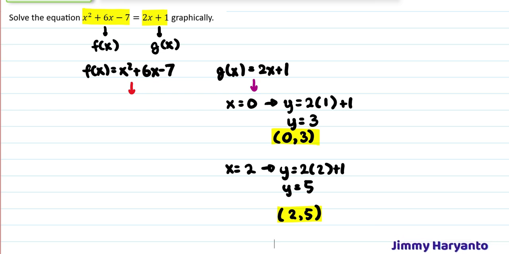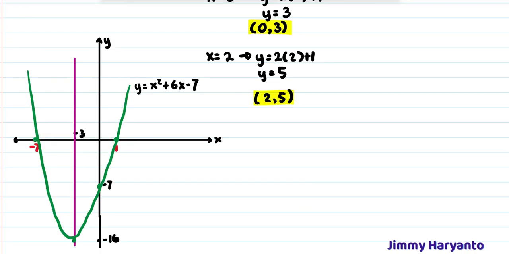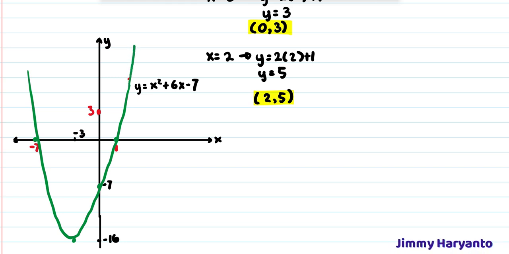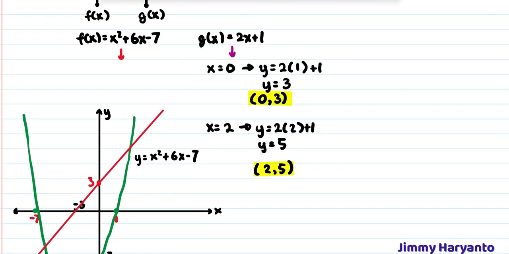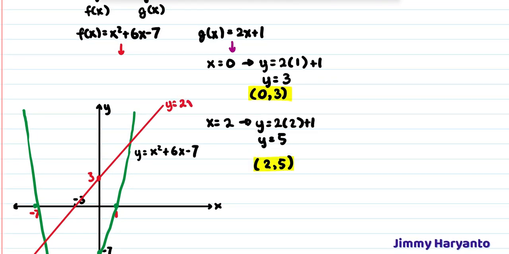Let me copy the graph from the previous example questions first. Okay, so we already have the graph of y equals x squared plus 6x minus 7 before. I will erase the axis of symmetry because we will not need that one. So 0, 1 will be right here, and then 2, 5 will be right there. Let's add more, and then I only have to connect the dots like this. And then I will have the g(x). The g(x) is y equals 2x plus 1.